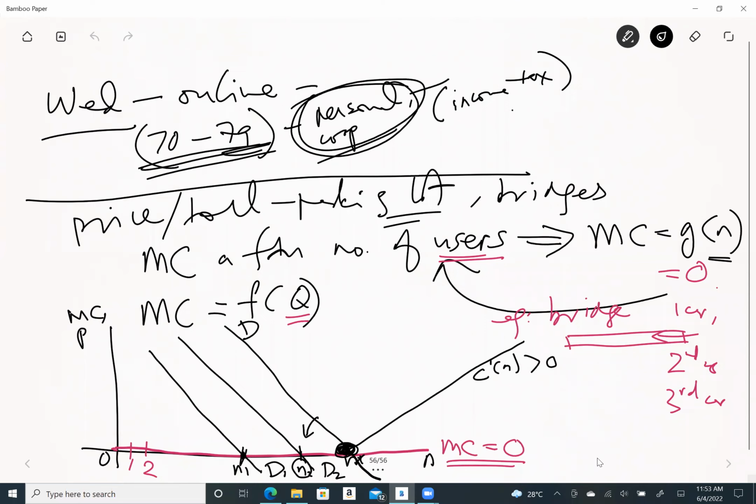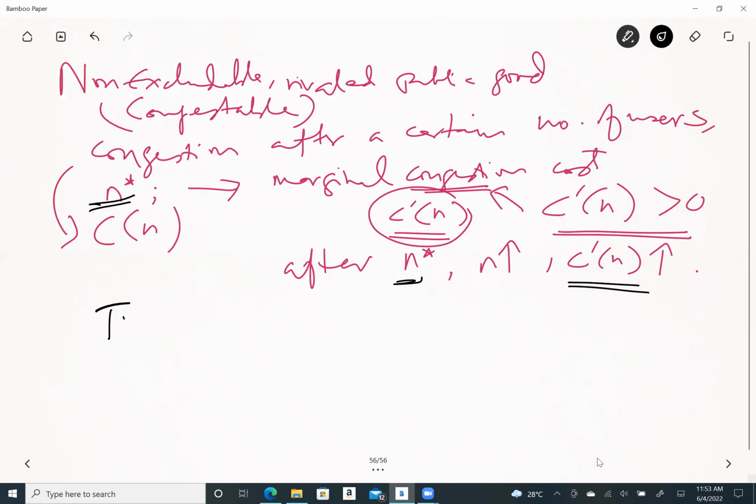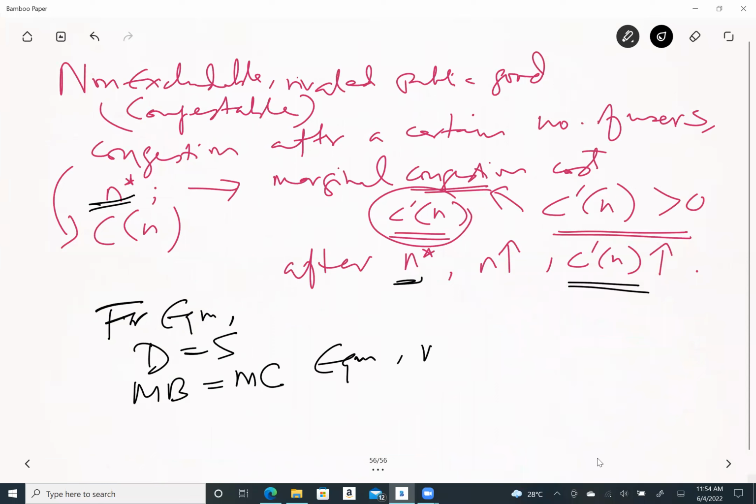So for equilibrium, demand equals supply. In other words, marginal benefit equals marginal cost. And that will be where equilibrium is N equal to N star, and MC is 0, because if N is equal to N star plus 1, then what? Then MC will not be 0 anymore.